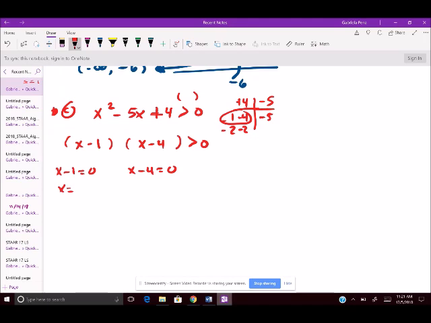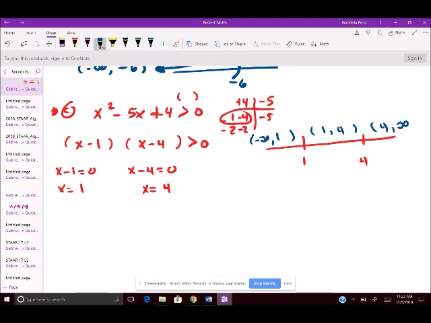So x is 1, and x is 4. We do the little number line. Who's smaller? 1. And then we put the 4 here. So when it comes to writing the things on top, this could go from where to where? Negative infinity to 1. This one goes from 1 to 4, and then this one goes from 4 to positive infinity.